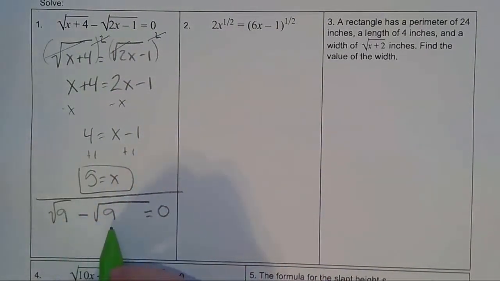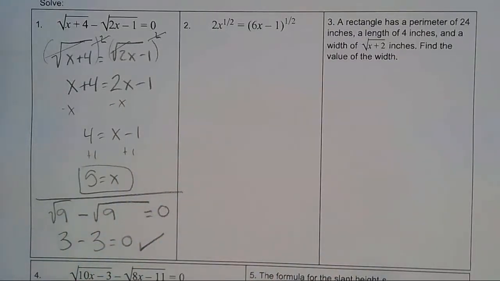And then you could actually stop here. Square root of 9 minus square root of 9 is 0. But square root of 9 is 3, square root of 9 is 3, and 3 minus 3 is 0. So this guy is the correct solution. So x does equal 5.